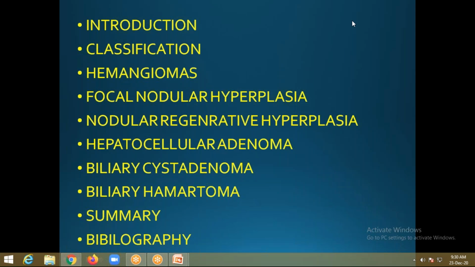Good morning once again. Today's topic is about premalignant and benign lesions of the liver, and brief about the benign tumors of the liver.